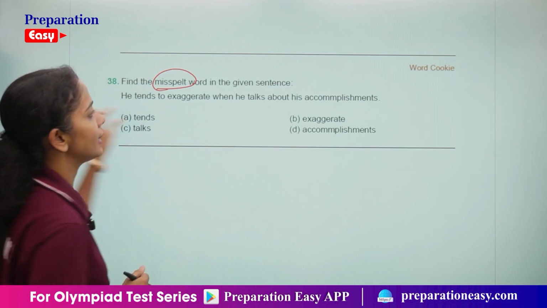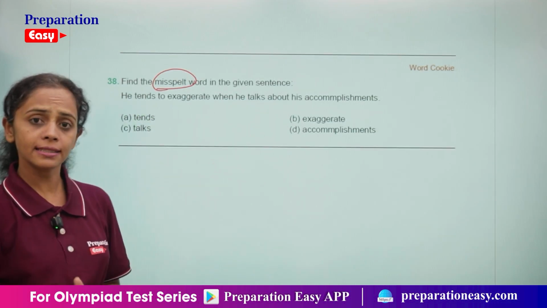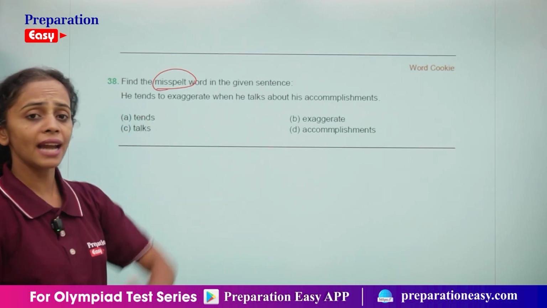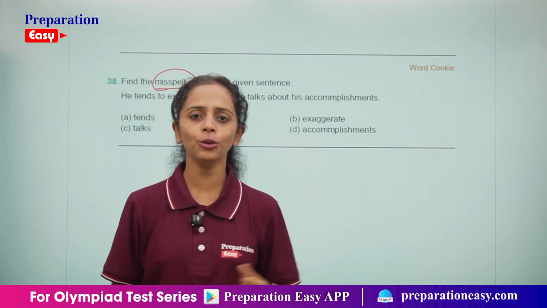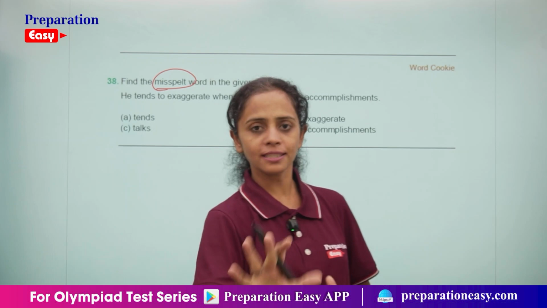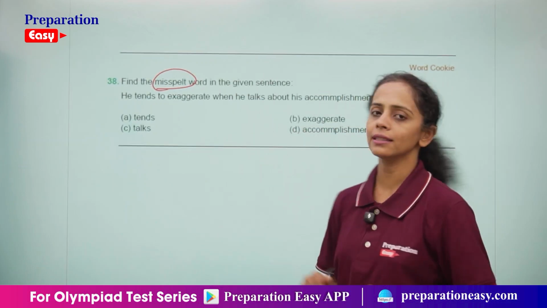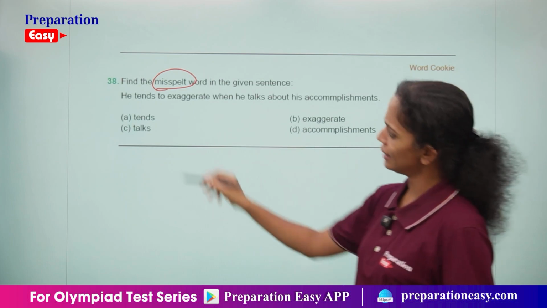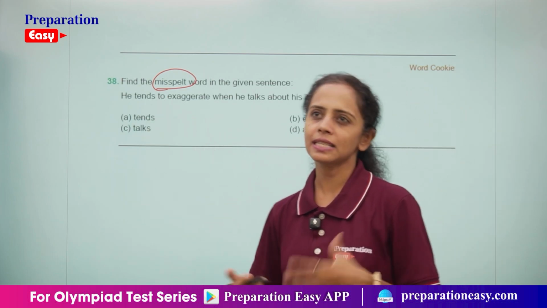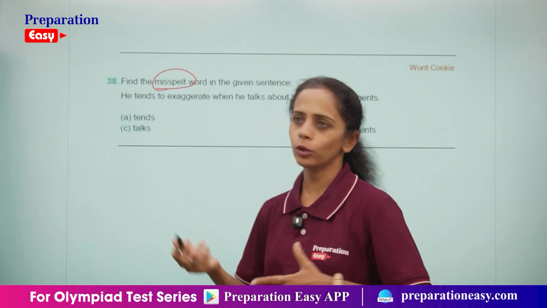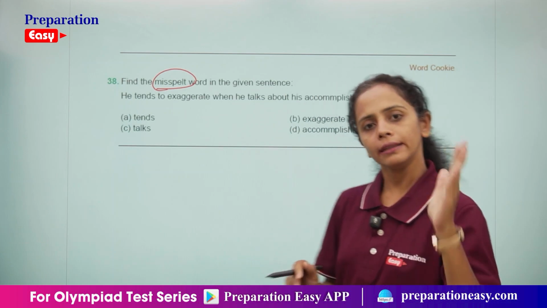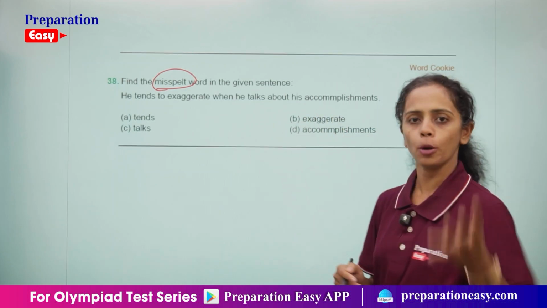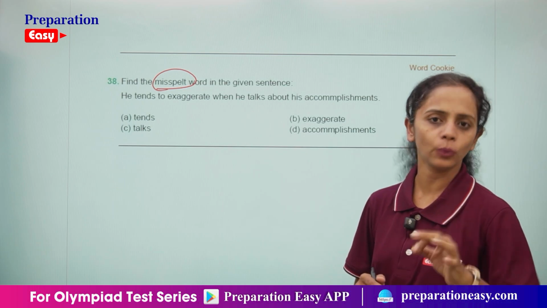Now, instead of reading the whole sentence and understanding the whole sentence, I'll give you a tip: instead of going through the whole sentence, focus on the 4 options. Don't check each word like tends, T-E-N-D-S, or to, T-O. Directly come to the 4 options and select the correct one from it.